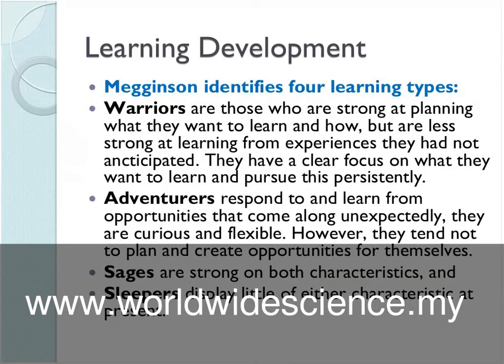They have a clear focus on what they want to learn and pursue this persistently. Adventurers respond to and learn from opportunities that come along unexpectedly, and they are curious and flexible. However, they tend not to plan and create the opportunity for themselves. And sages are strong on both characteristics, as the warriors and adventurers, and sleepers display little of these characteristics at present. These are the learning types identified by Megginson. This is just a theory; maybe you can find other types of learning. So let's see the next slide.